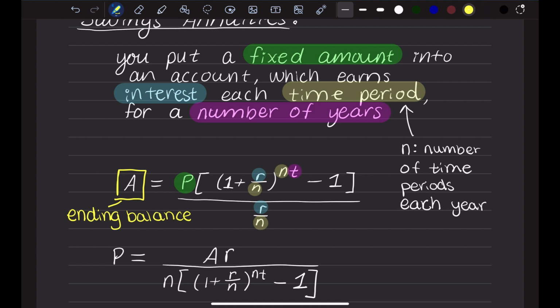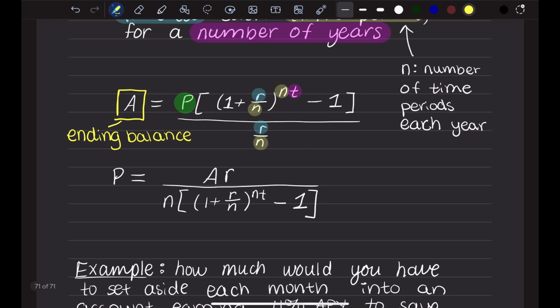Well, sometimes we're not trying to solve for the ending balance. Sometimes we have a goal ending balance and we're trying to figure out how much I need to put aside each month or each week or each year, whatever the time period is, so that I can save up this amount of money in so many years. And so what we can do is just rearrange this formula. Literally all I've done is rearrange the formula. It's not a new formula, it's just algebraic manipulation.